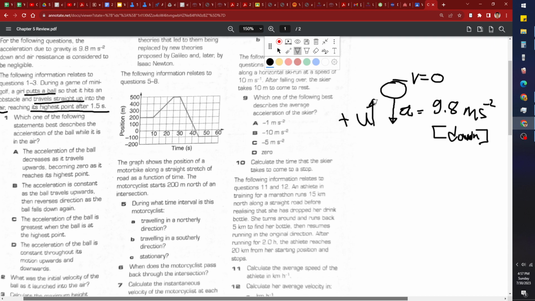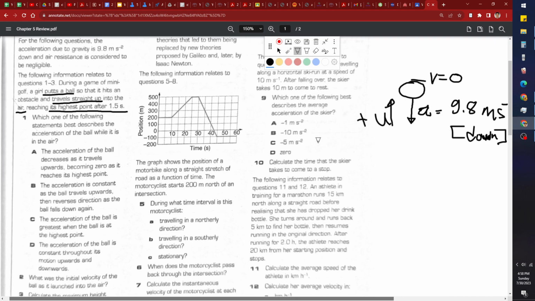it initially goes upwards, it travels up into the air, and then it says highest point, so we know that it stops at that point. The highest point has zero velocity. Okay? All right, so the first choice is, the acceleration of the ball decreases as it travels upwards. That's not true. Acceleration is always the same, down 9.8 meters per second squared.